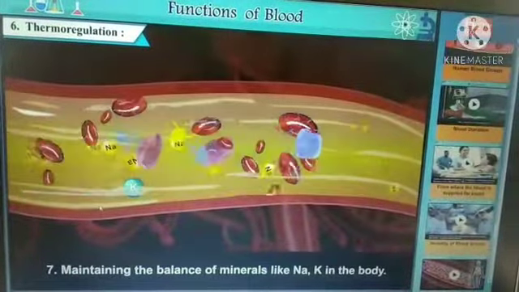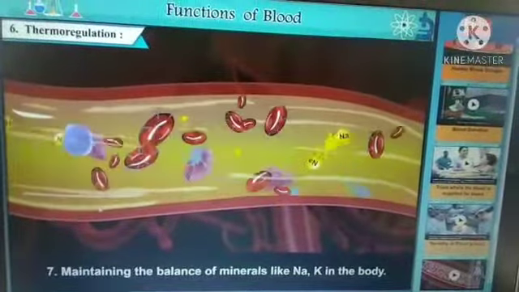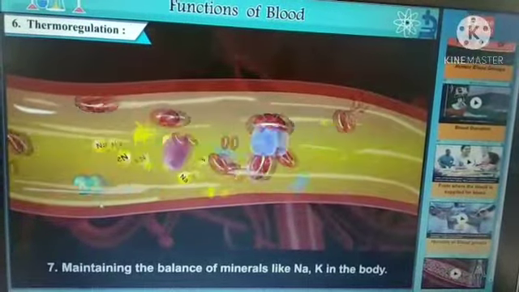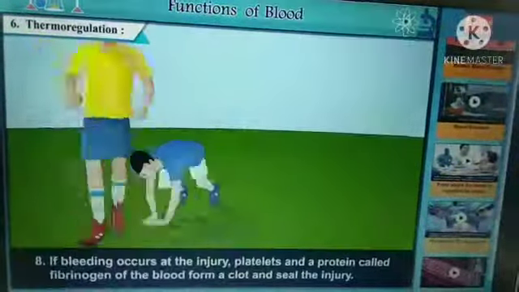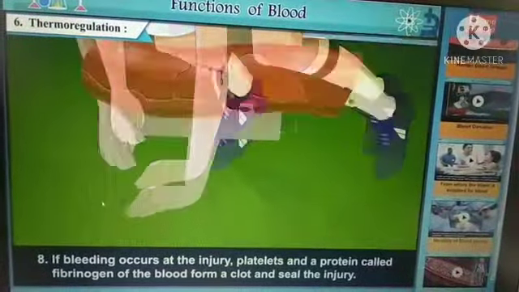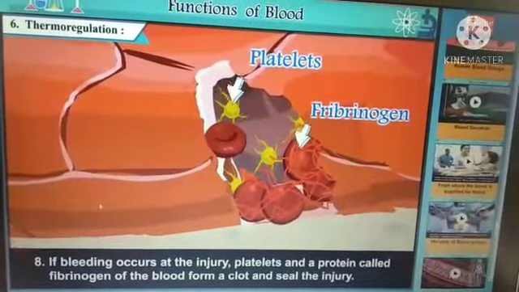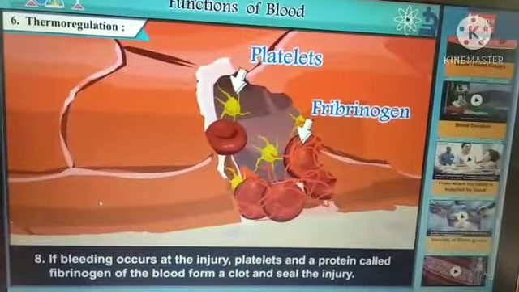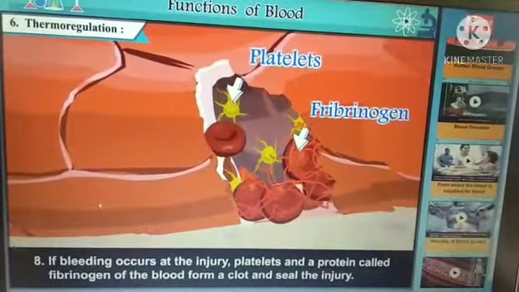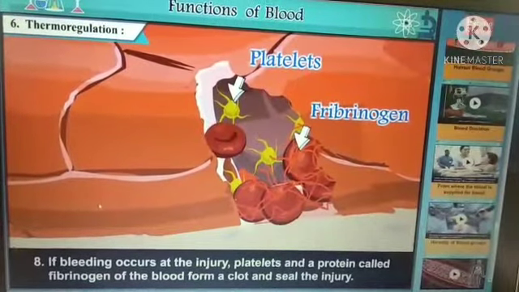Seventh, maintaining the balance of minerals like sodium, potassium in the body. Eighth, if bleeding occurs at an injury, platelets and a protein called fibrinogen of the blood form a clot and seal the injury. Now we will see human blood groups.